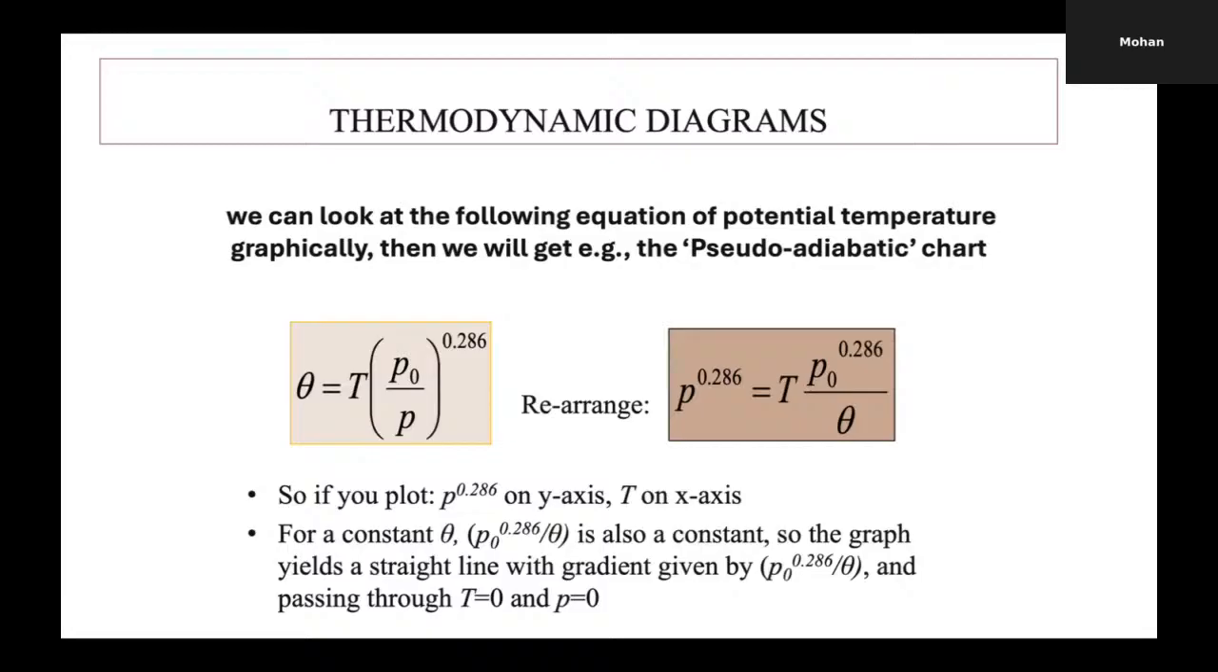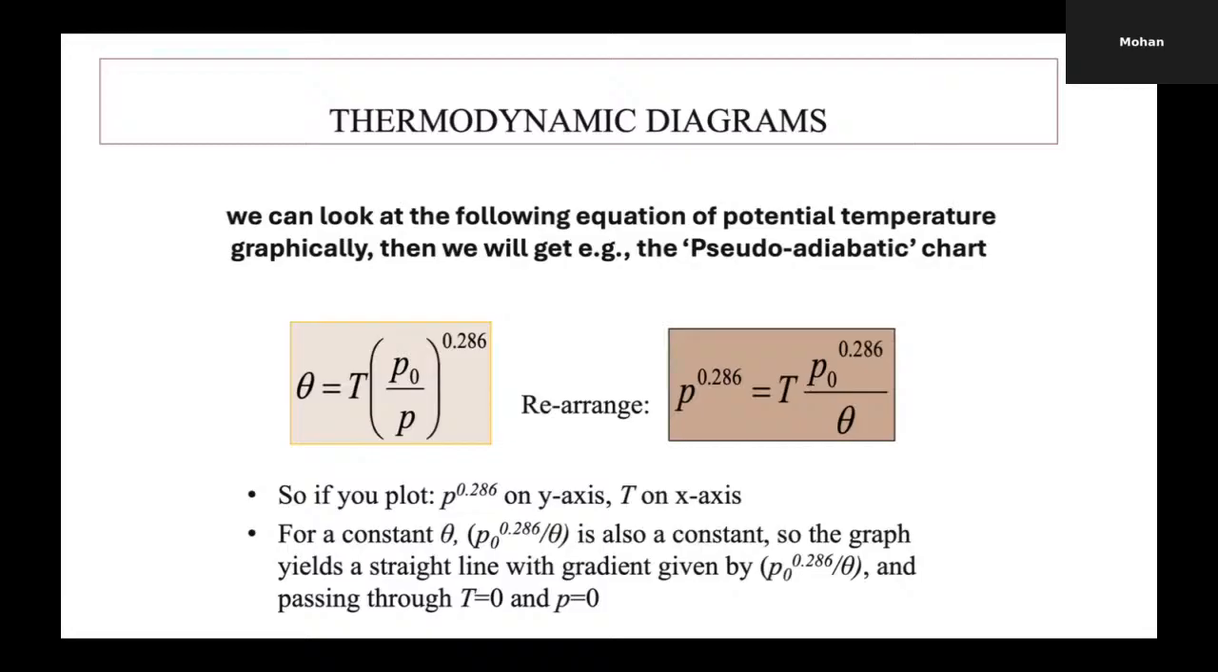So the only thing I'm saying is that the key parameters of temperature, moisture, and pressure, you represent in such a way that you can understand the environment by seeing some kind of a diagram. That is your thermodynamic diagram. The first thermodynamic diagram that was invented was the pseudo-adiabatic chart, which is a potential temperature and temperature chart.